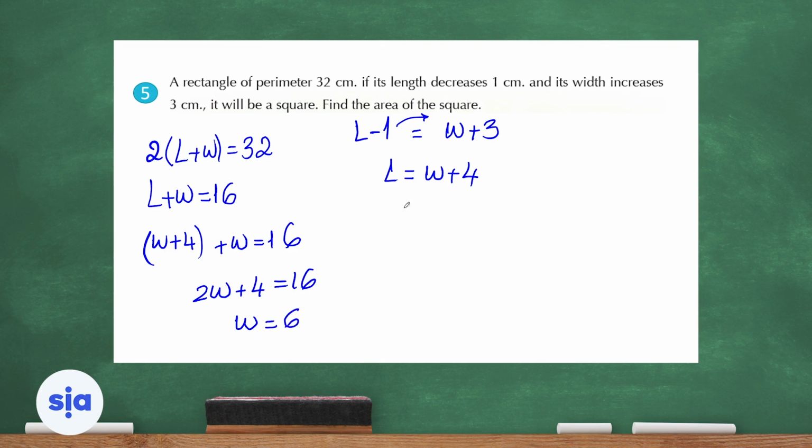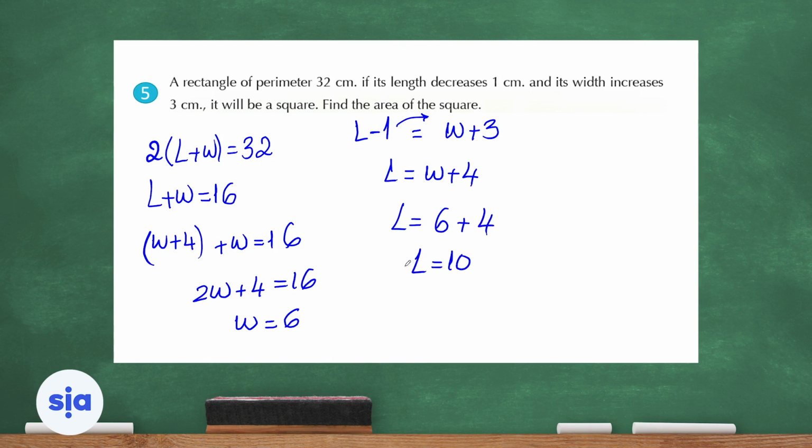If W is equal to 6, then you go to substitute L. L equals 6 plus 4. So L equals 10. But take care, the question here is not asking you to find the length or the width.